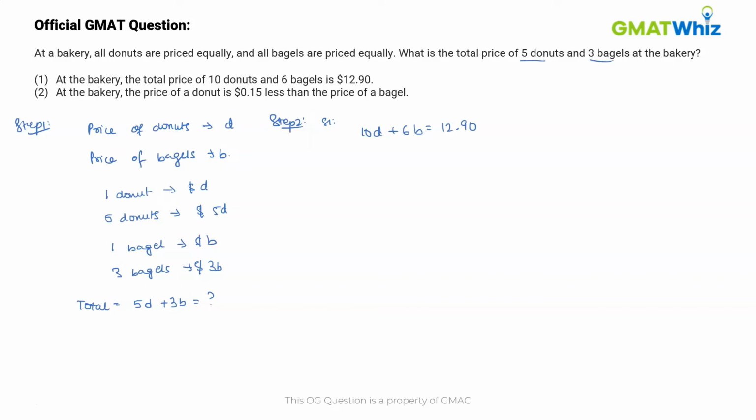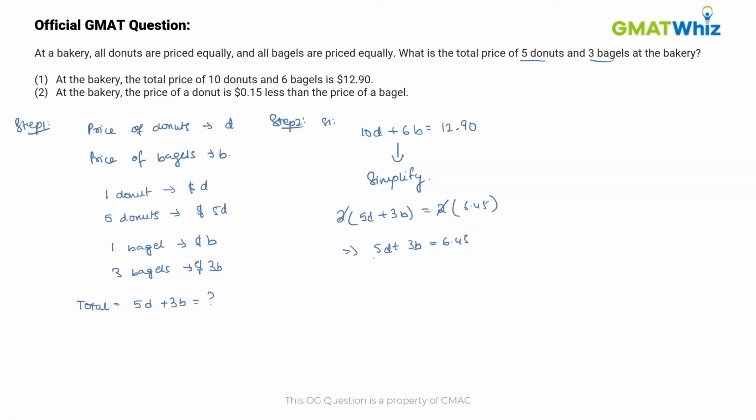But whenever you get an equation, always try to simplify it. So the main goal here is to simplify this equation. Now we can see that we can take 2 common from the whole equation. Then we get 2 times (5D plus 3B) is equal to 2 times 6.45. Now when we cancel 2 from both sides, we get 5D plus 3B, which is equal to 6.45.